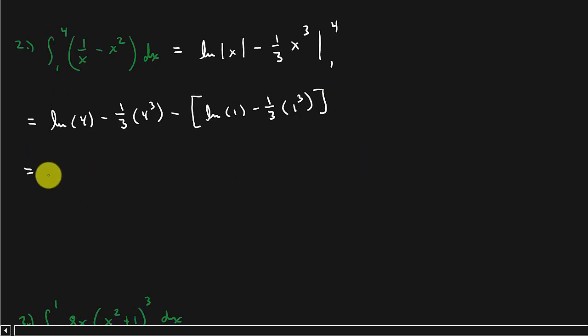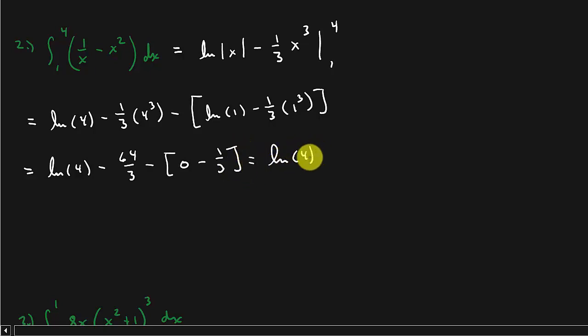And so this is going to be natural log 4 minus 4 cubed is 64, so that's 64 over 3, minus, and natural log of 1 is 0, minus 1/3. And so that's going to be natural log 4 minus 64 over 3 plus 1/3. And so that's going to be negative 63 over 3.